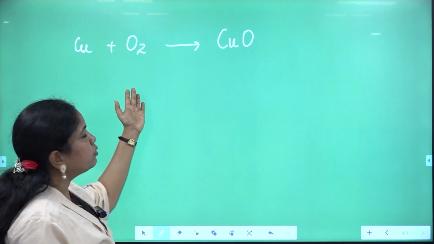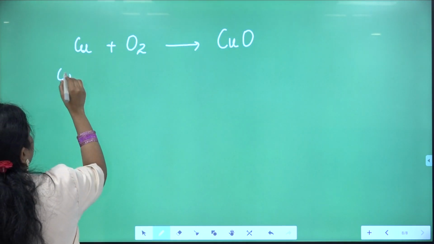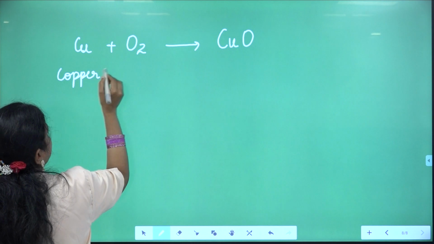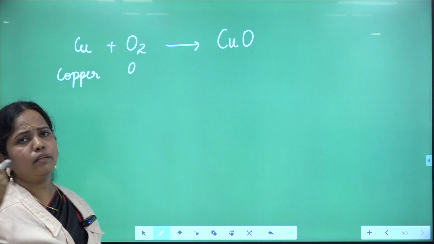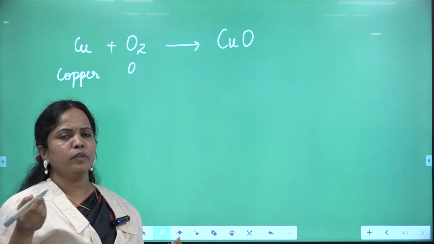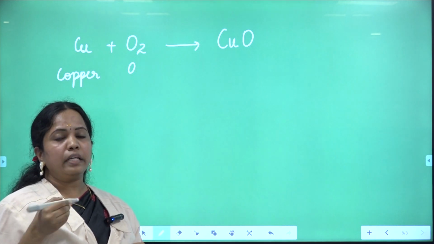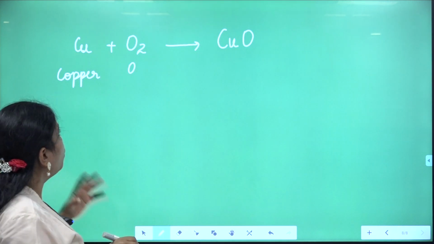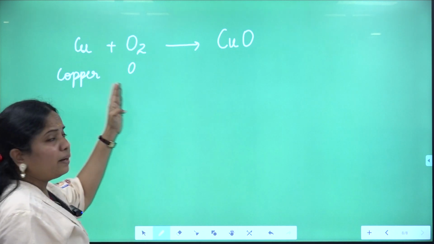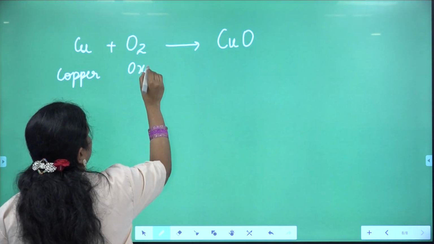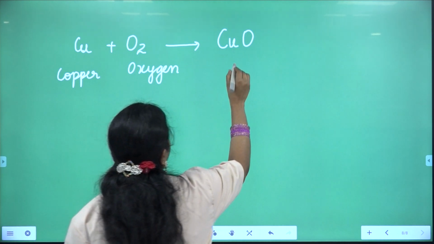So copper combines with oxygen and forms copper oxide. Cu is copper and O2 is oxygen. It cannot react so easily like other metals such as sodium and potassium, whereas copper is the least reactive metal, so a sufficient amount of heat energy is needed. When we heat strongly, only then this reaction will take place. So copper plus O2, oxygen, gives copper oxide.